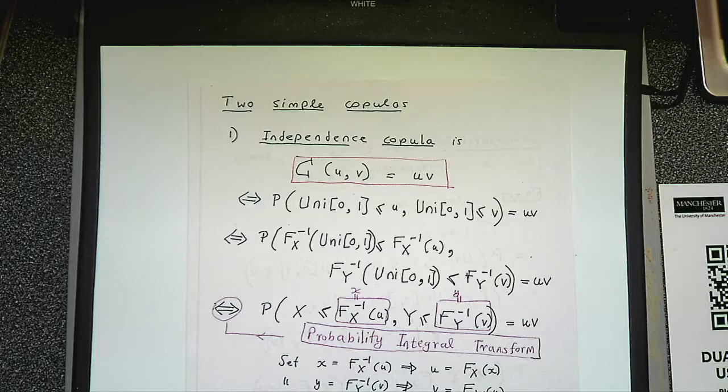And the independent copula is defined as, hi Veronica, thank you for coming. I'm not on strike.